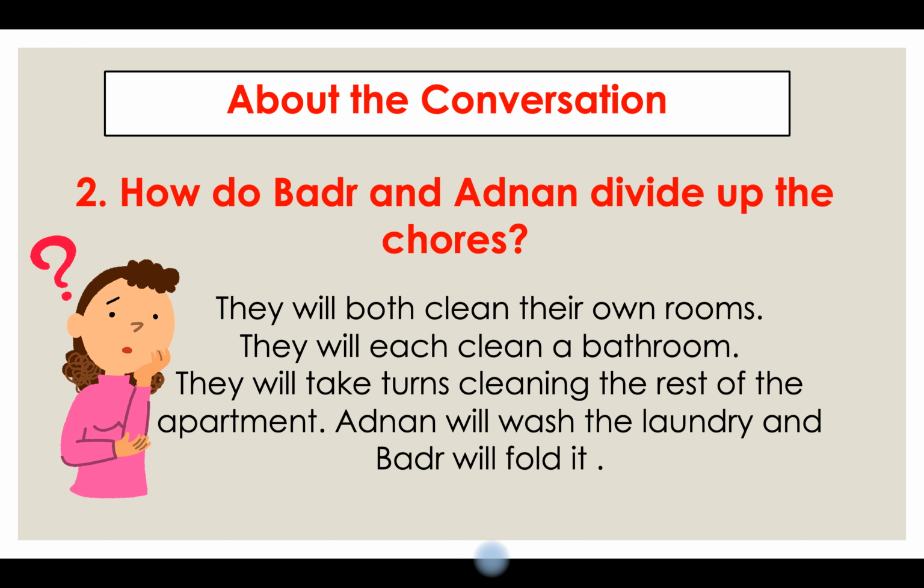They will each clean a bathroom. Each one of them will clean a bathroom. كل واحد منهم راح ينظف حمام. Okay, they will take turns cleaning the rest of the apartment. راح يتناوبون على تنظيف الشقة. Adnan will wash the laundry and Badr will fold it. خلاص, Adnan will wash, راح يغسل الملابس, and Badr is responsible for folding it, اللي هو ترتيبهم أو خلاص.